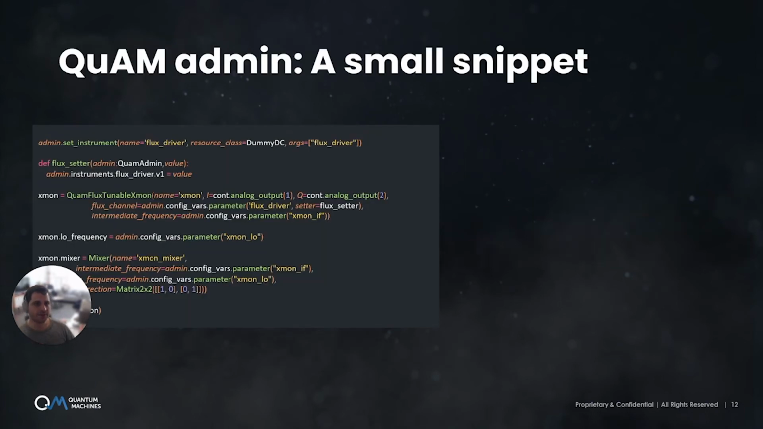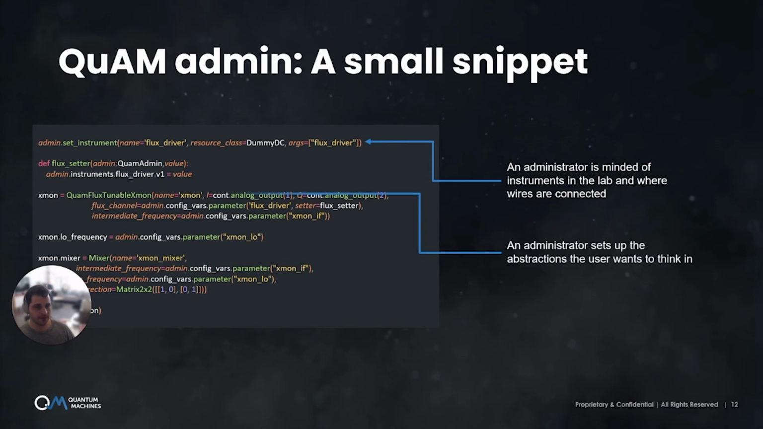This is a small snippet showing how the admin can easily set up a lab. The admins add instruments to the lab, but the user doesn't have to think in terms of voltages, currents, and channel numbers if they don't want to. The abstraction by which the admin wants users to think of the lab is then set up. In this case, they are flux-tunable transmons. Any setup or configuration that needs to be done for this abstraction to exist is done automatically, and persistence is also automatically taken care of.